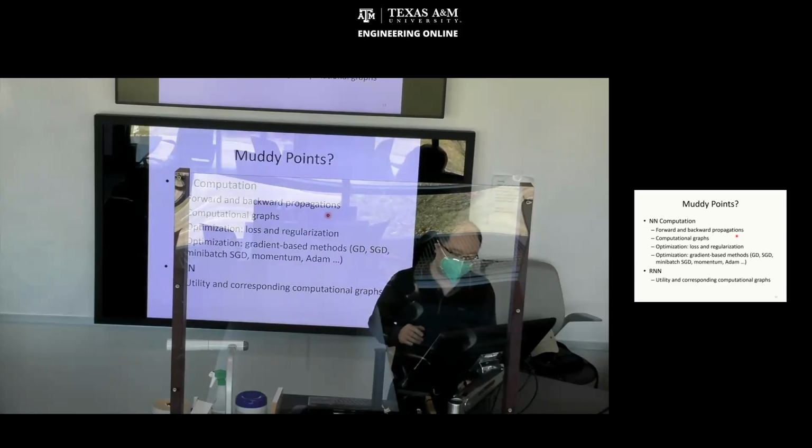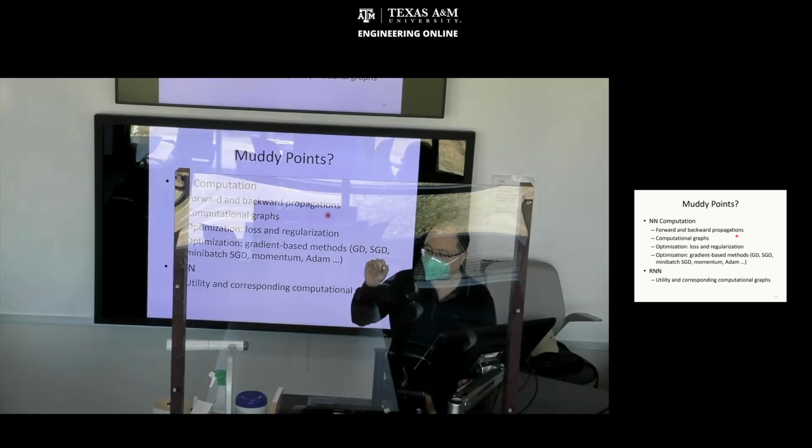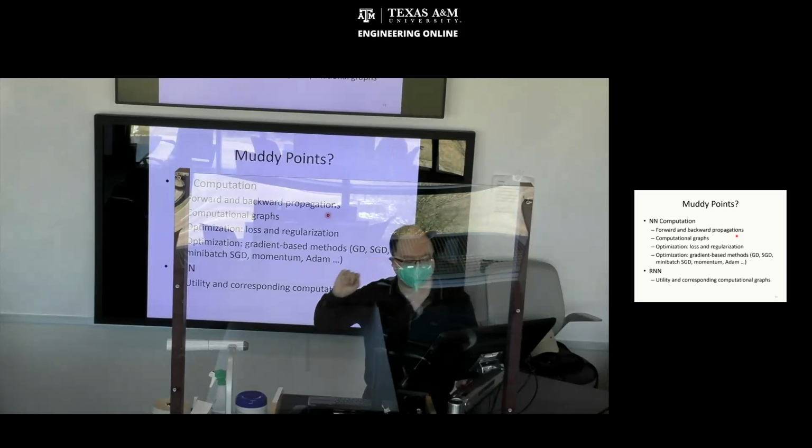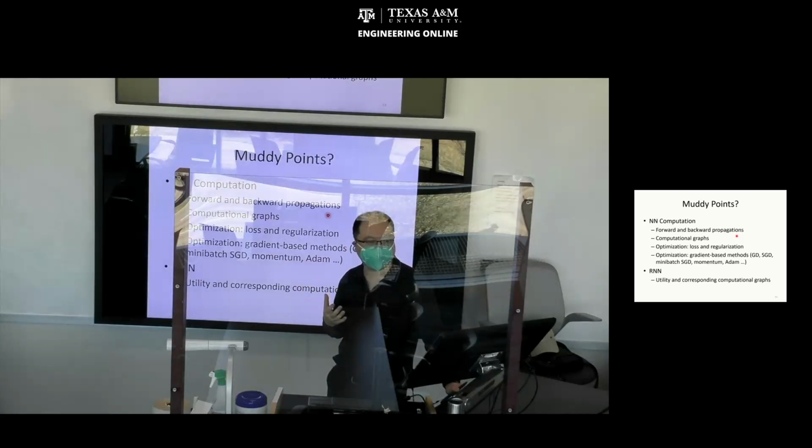Okay, let's see whether there are any muddy points. So far we talked about how RNNs can be utilized in different ways and their corresponding computational graphs, mapping from the input all the way to the loss. But this is a computational graph for forward propagation. Now we have learned so much from the last lecture that we also need to do the computation. That means we need to use gradients to optimize the loss function. And for that purpose, we need to do the back propagation to calculate the gradients of J with regard to different W's using the chain rule.